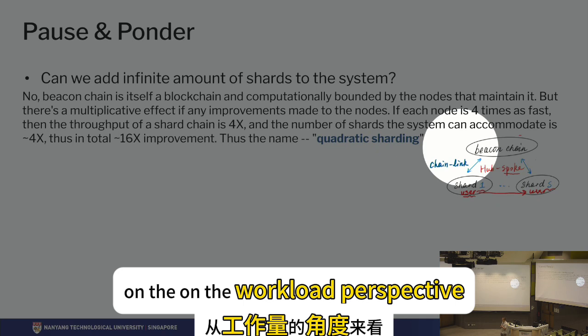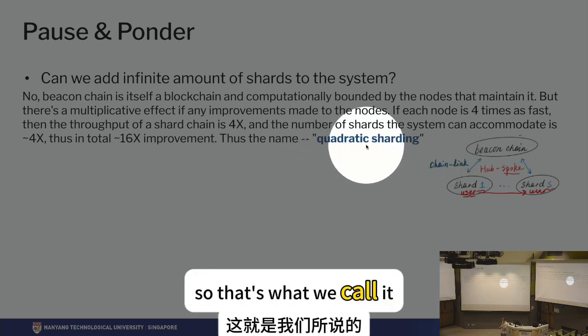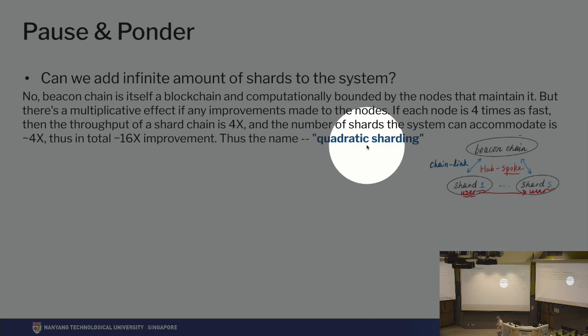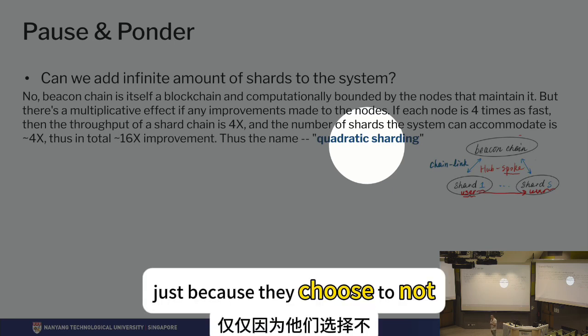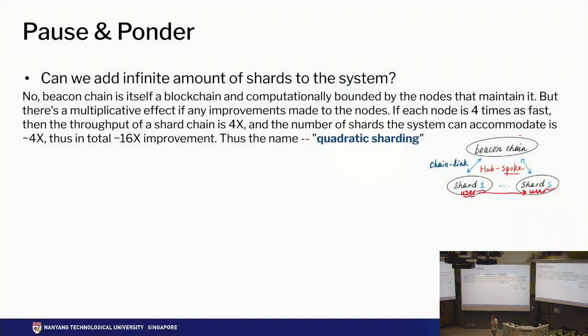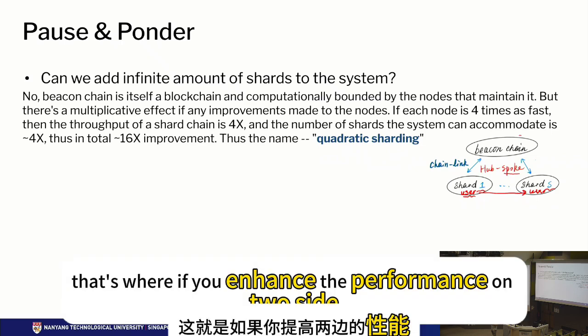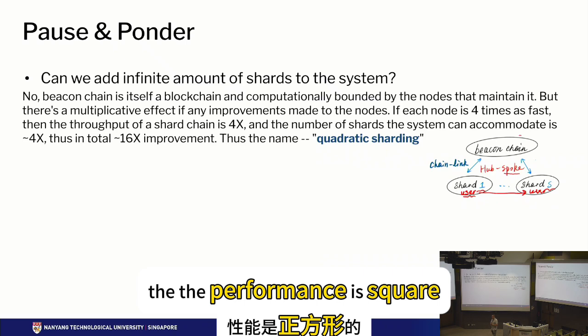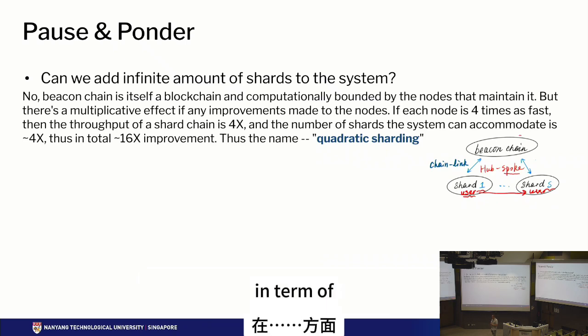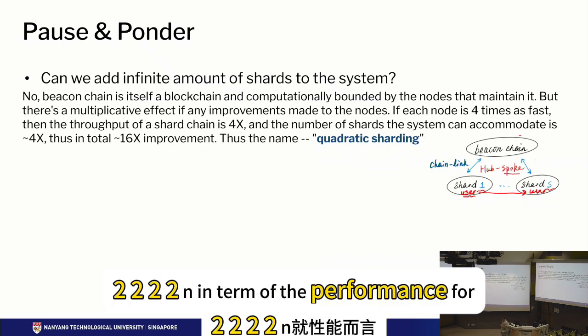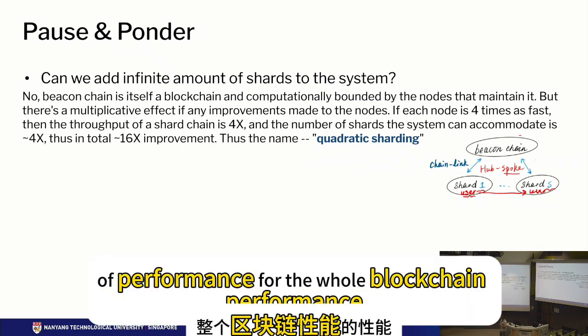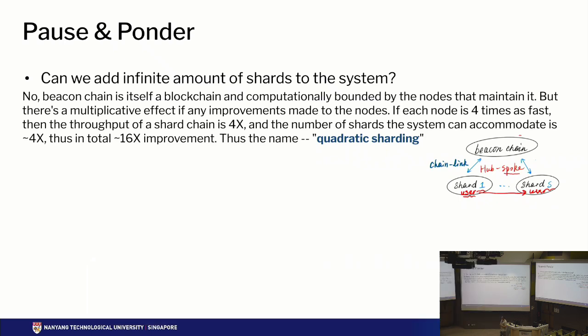So that's what we call quadratic sharding, just because they choose not to upload the whole transaction into the beacon chain. That's where, if you enhance the performance on both sides, the performance is squared: 2n in terms of the whole blockchain performance. Yeah.